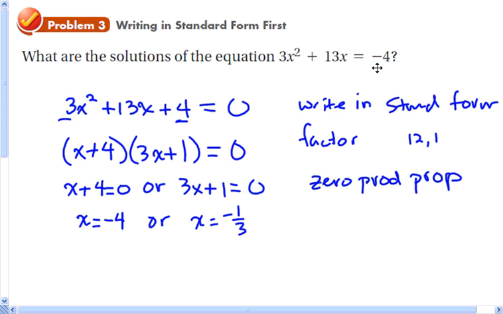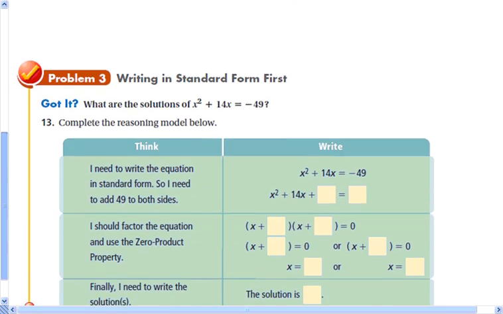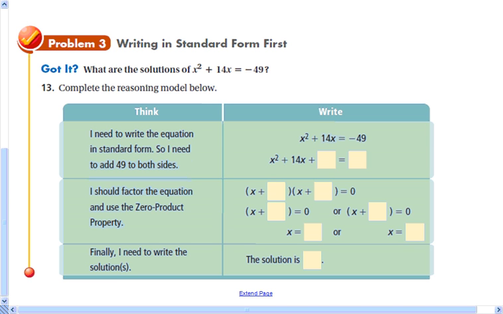All right, then you probably want to check those to make sure they work, and I'll just check one of them. What we're saying is 3 times negative 4 squared plus 13 times negative 4. We hope that's equal to negative 4. Negative 4 squared is 16, times 3 is 48, plus 13 times negative 4 is negative 52. When we add those two, we get negative 4. So that one's true. Go ahead, you try a problem like that. I'm going to pause here.